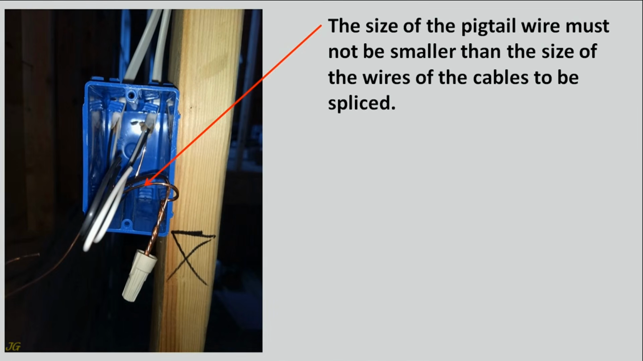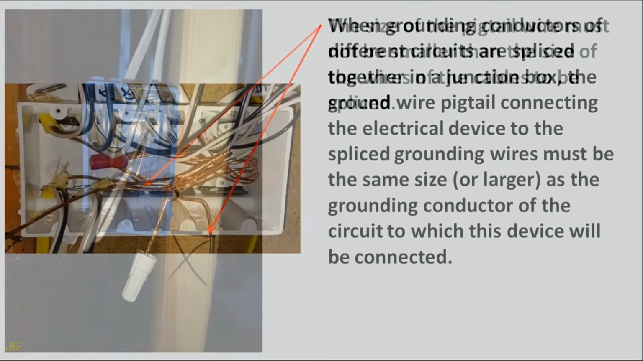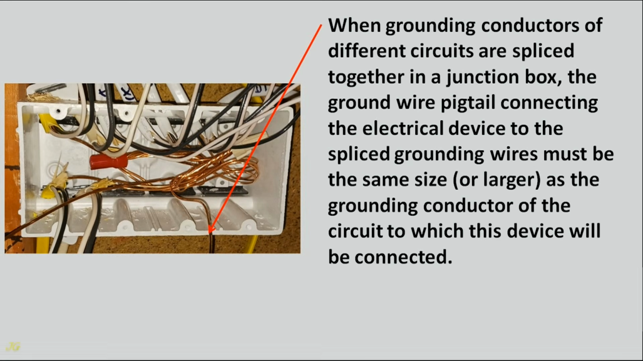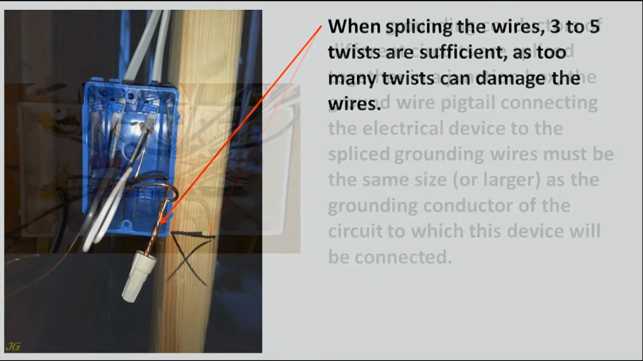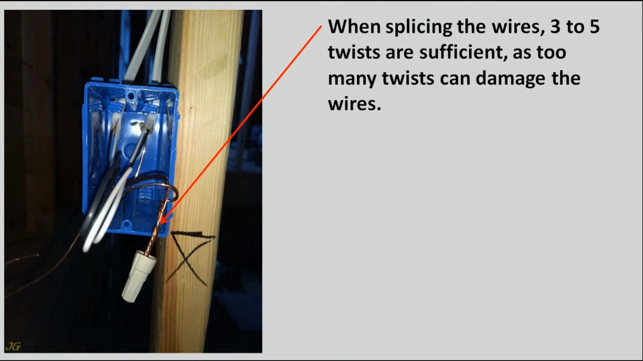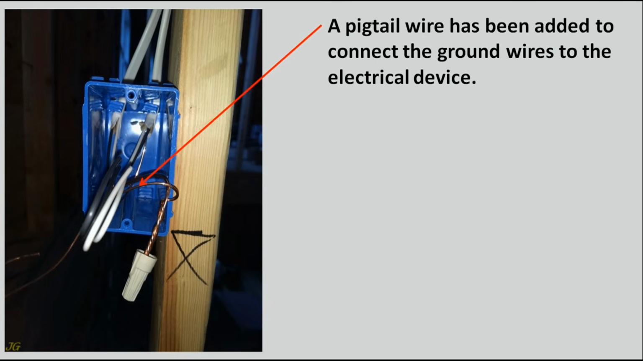The size of the pigtail wire must not be smaller than the size of the wires of the cables to be spliced. When grounding conductors of different circuits are spliced together in a junction box, the ground wire pigtail connecting the electrical device to the spliced grounding wires must be the same size or larger as the grounding conductor of the circuit to which this device will be connected. When splicing the wires, 3 to 5 twists are sufficient, as too many twists can damage the wires. A pigtail wire has been added to connect the ground wires to the electrical device.